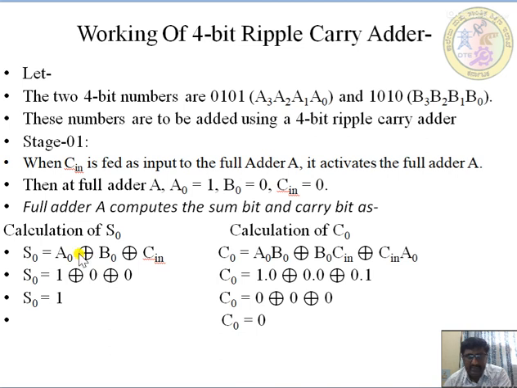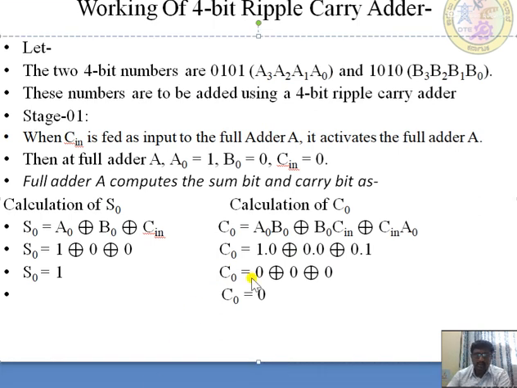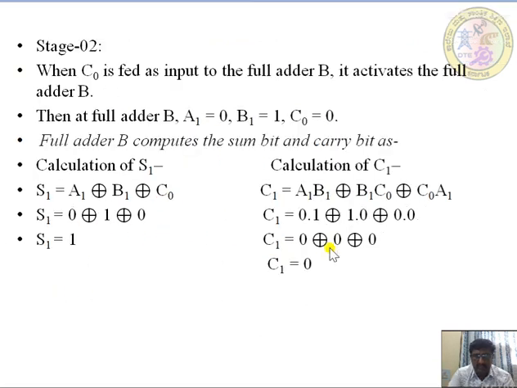Or we can directly put the values in the expression. The sum value is A exclusive-OR B exclusive-OR Cin. So 1 exclusive-OR 0 is 1, and 1 exclusive-OR 0 is 1, so I get S0 as 1. For carry, the expression is A0·B0 plus Cin·(A0 exclusive-OR B0). Or simply, if you go on adding 1, 0, 0, the sum is 1, carry is 0.